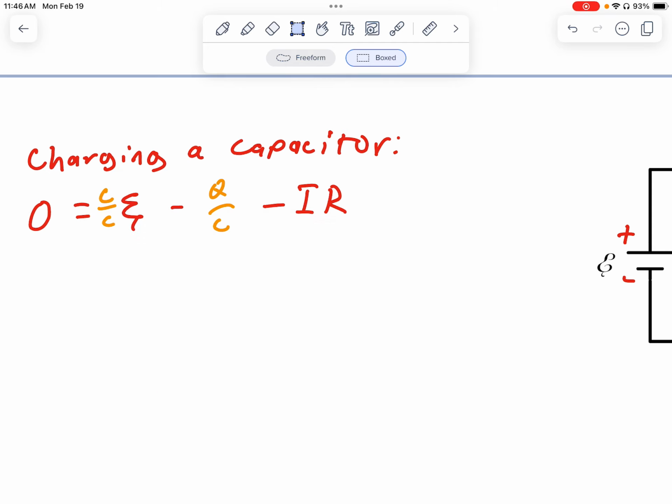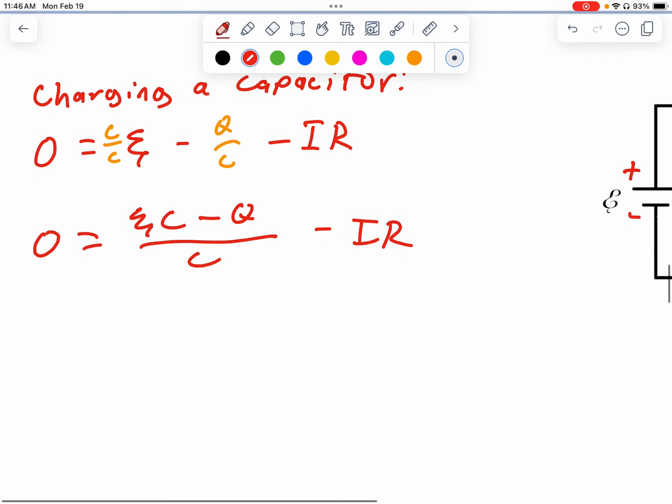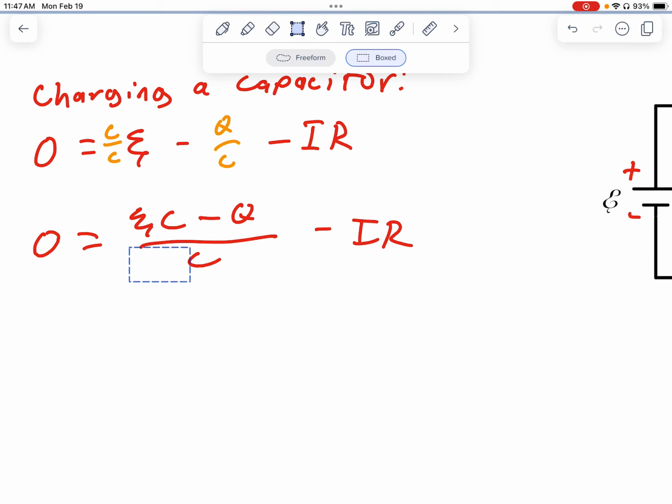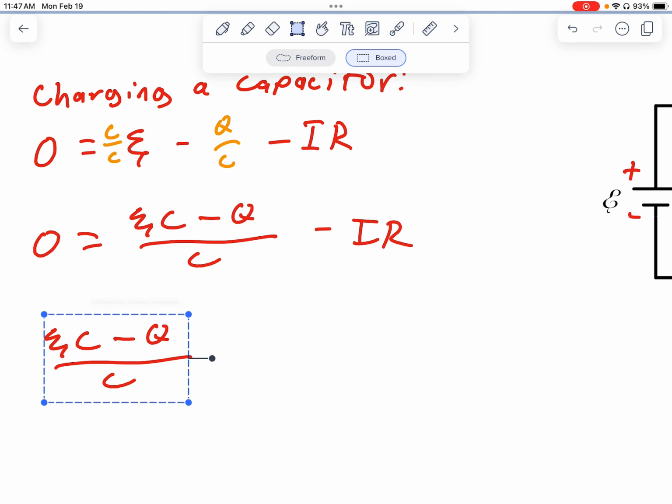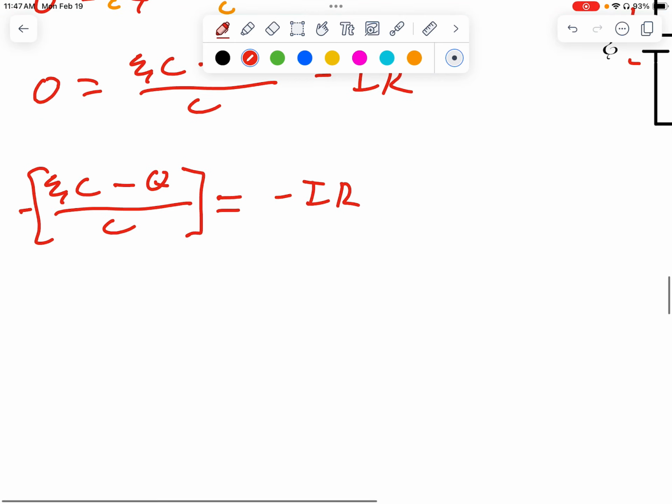All right, so I don't really need this anymore right now. Okay, so then what do I have here? I have 0 is equal to epsilon, which is my EMF, times C minus Q over C. So see, these terms here have a common denominator. All right, minus IR, like that. Okay, so I'm going to take this epsilon C minus Q over C term and move it over to the left. All right, so I'm going to subtract it over. Don't forget your little minus sign. Is equal to negative IR. Okay, I've got negatives on both sides of the equation.